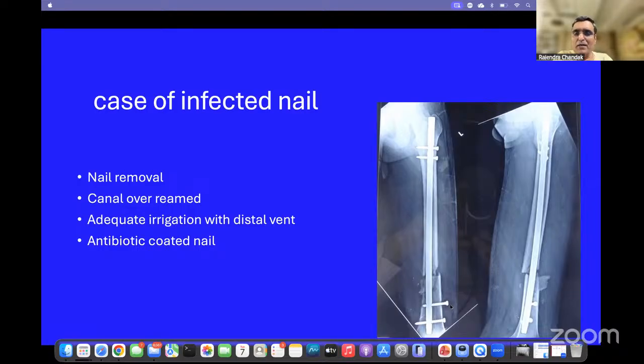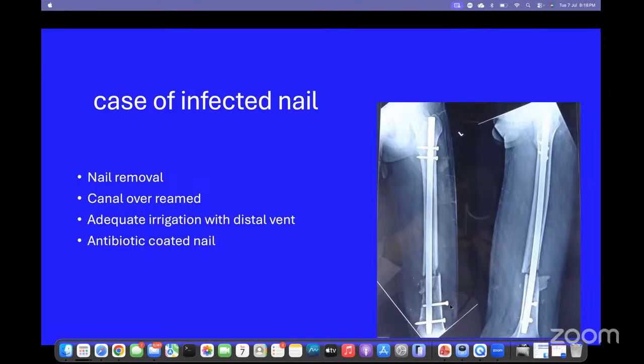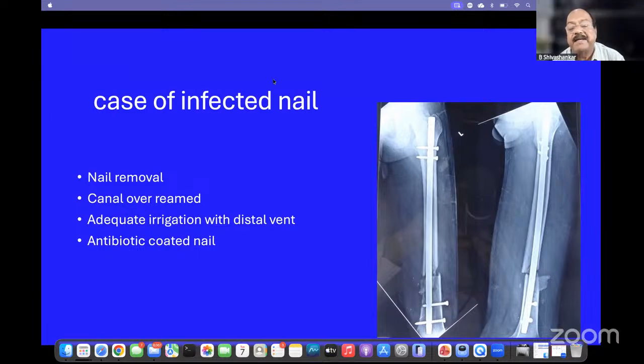So if the implant is not stable and you feel that it is not holding the fracture properly, it is always better to go ahead with removing the implant and providing stability with an antibiotic coated nail. Okay, you can proceed with what was done.